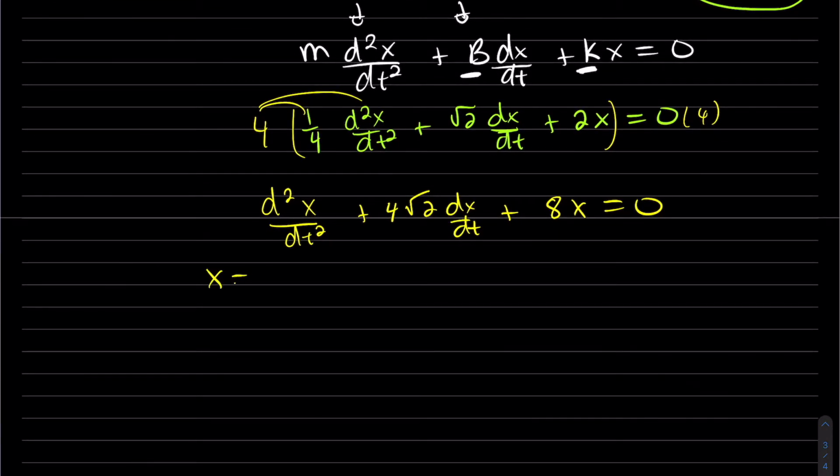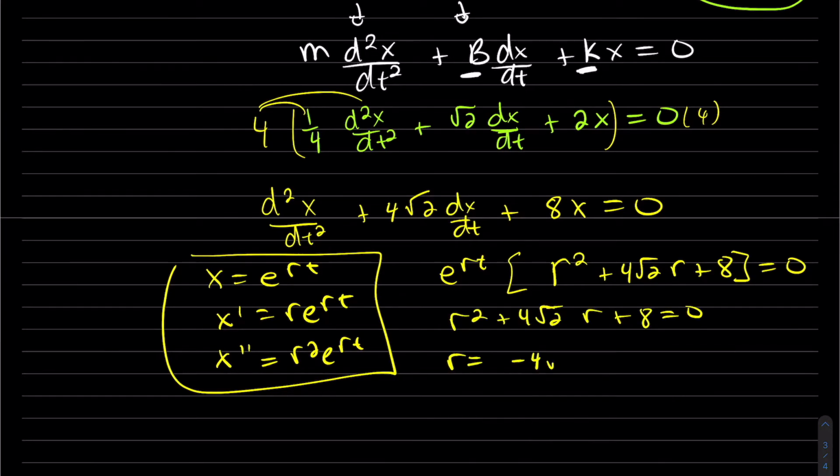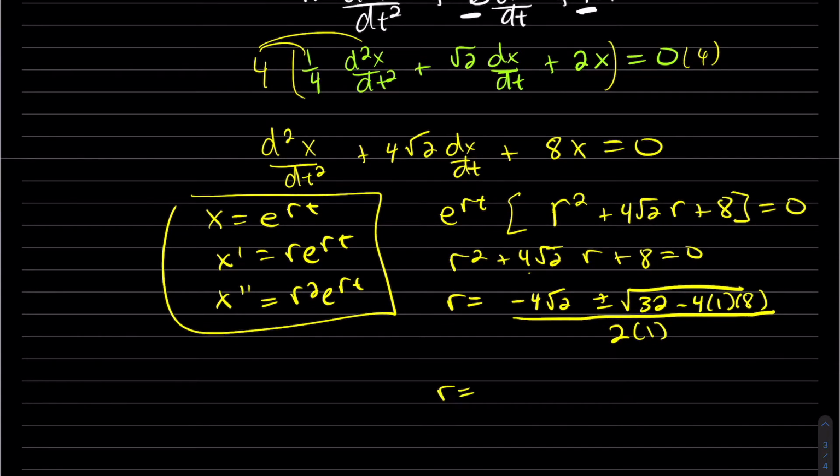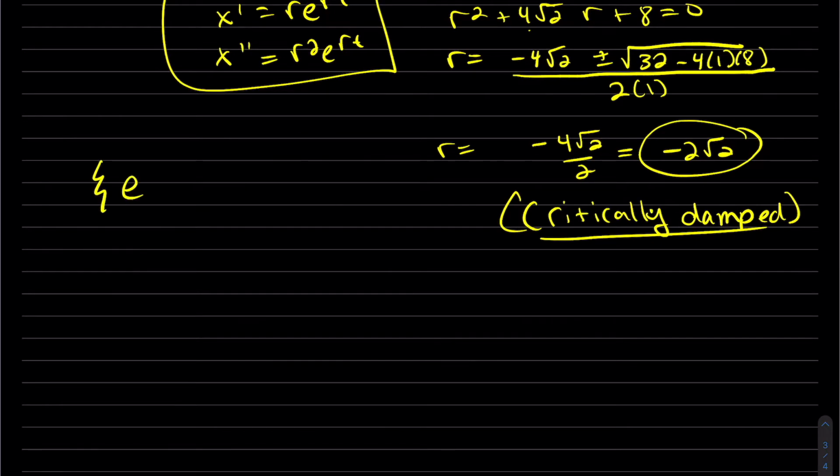So using x equals e to the rt, b squared is 16 times 2, which gives us our middle one, critically damped. So my fundamental set, and the motion.